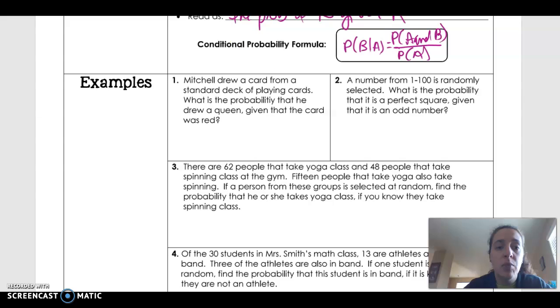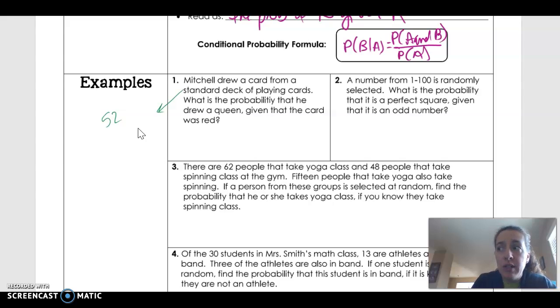Let's look at example number 1. Mitchell drew a card from a standard deck of playing cards. One thing we have to remember when we're dealing with playing cards is that there are always 52 cards, and there are 13 of each suit. Just knowing that will always help us a little bit. We're looking at the probability that he drew a queen, given that the card was red.